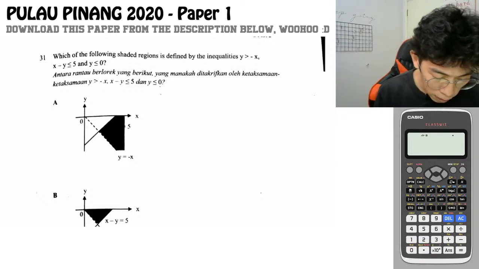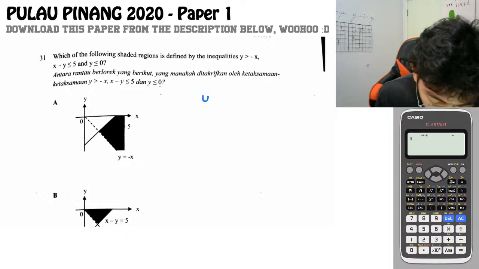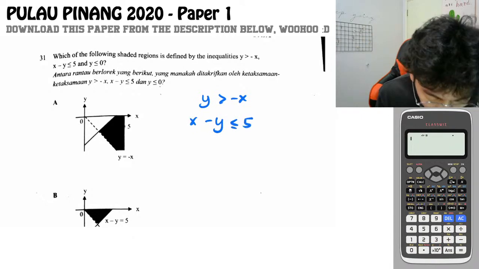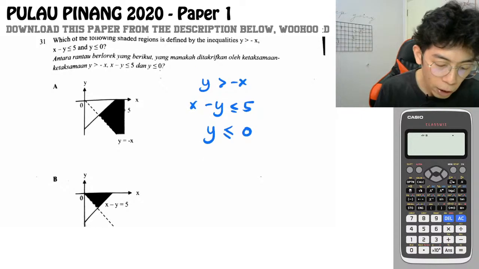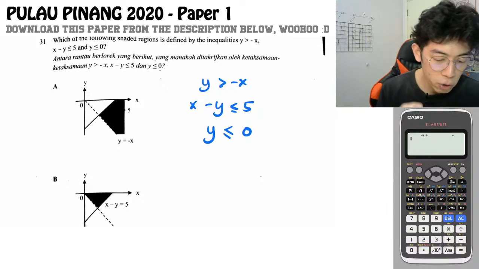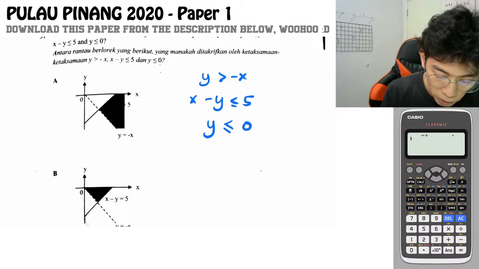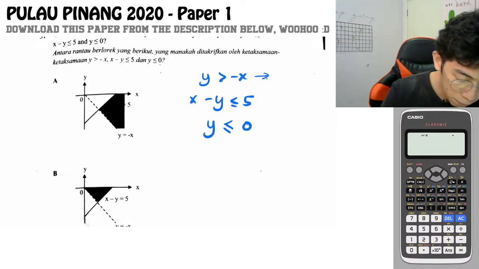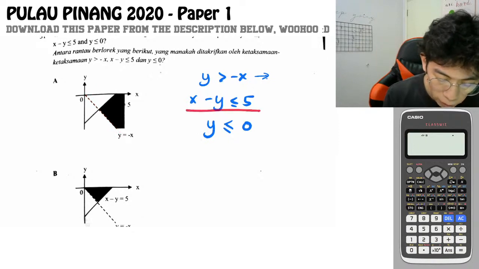So everyone, this one you see how I do. First of all, we have 3 of them: y greater than minus x, x minus y lesser than or equal to 5, y lesser than or equal to 0. Now, I always tell students this, always make sure your y is positive. Before that, we have to identify all the lines first. This one, do we have it or not? Yes, it's over here. And this one, do we have it? Yes, it's actually this line.